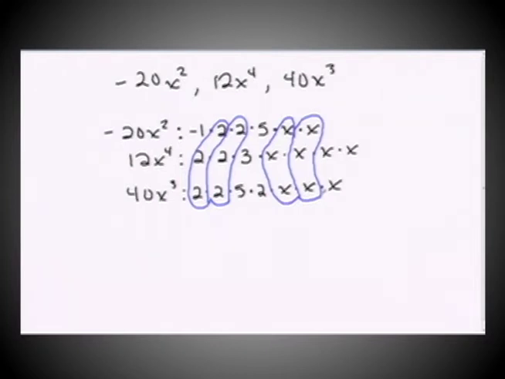And then the final step is to multiply each of those factors to form the GCF. So if I pull those factors down, I have 2 times 2 times x times x, which gives us a GCF of 4x squared. So 4x squared is the GCF, or the greatest common factor of all of these monomials.